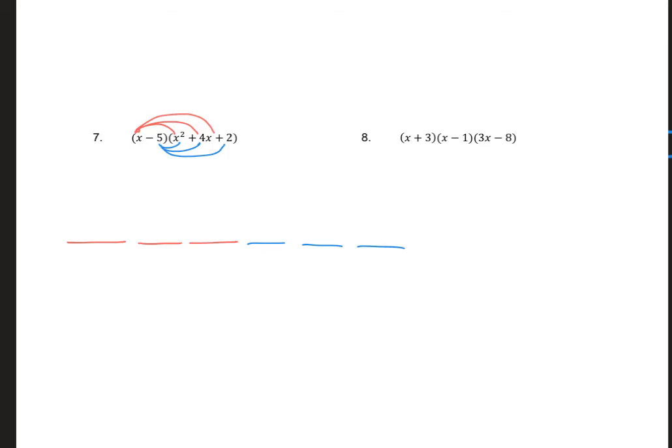All right, so now I take the x, and I have x times x to the second, so I add the exponents and I get x to the third. X times 4x, and I get plus 4x to the second. And x times 2, and I get plus 2x.